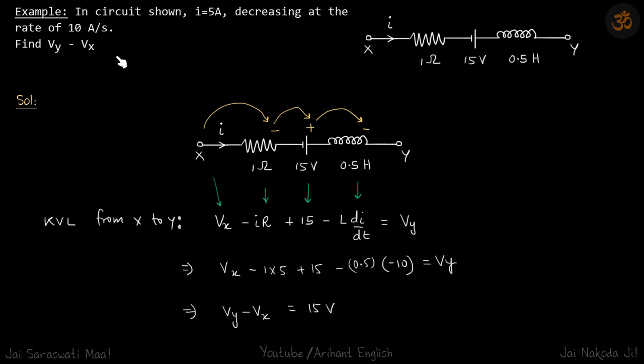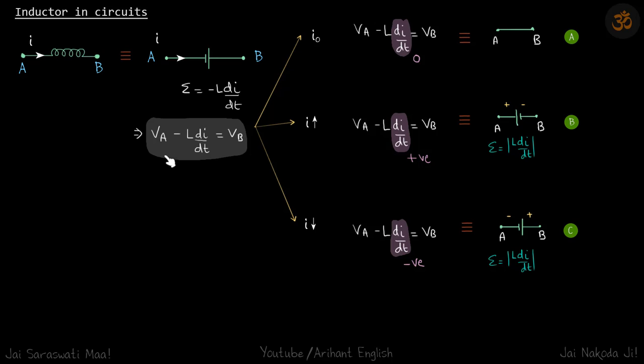Now here you can see that if it were increasing by 10 ampere per second, I still would write minus L di by dt, but this time di by dt will become plus 10 instead of minus 10, and I'll get a new value of Vy minus Vx. So once again, this is the only equation you need to consider, and you can get all the results from this equation. So the equivalent EMF of an inductor is minus L di by dt, always.